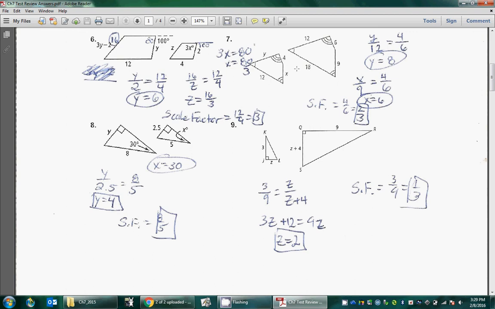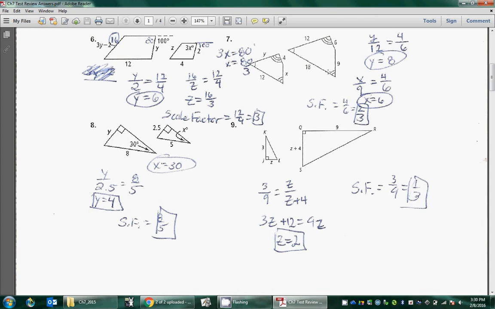For 7, x again as a side, so I had to set up a proportion. X matches with 9, 4 matches with 6. I could have also done x over 9 equals 12 over 18, because those match as well. Doesn't matter, you can pick either set. Cross multiply, you get 6x equals 36 in this case, so x is 6.